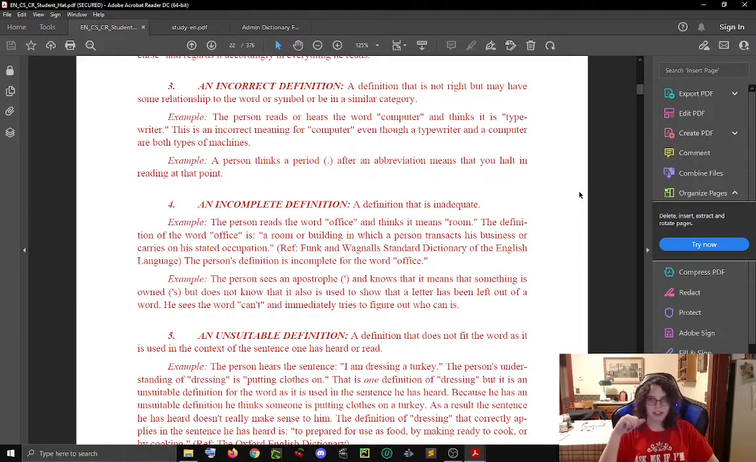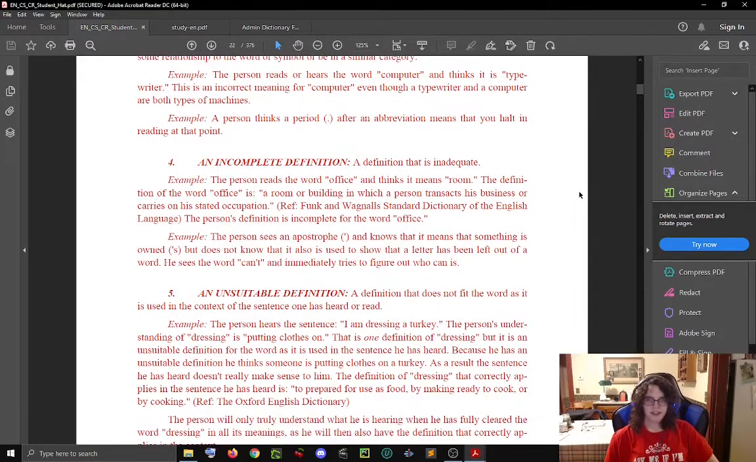3. An incorrect definition. A definition that is not right but may have some relationship to the word or symbol or be in a similar category. Example, the person reads or hears the word computer and thinks it's typewriter. This is an incorrect meaning for computer, even though a typewriter and a computer are both types of machines. A person thinks a period after an abbreviation means that you halt in reading at that point.